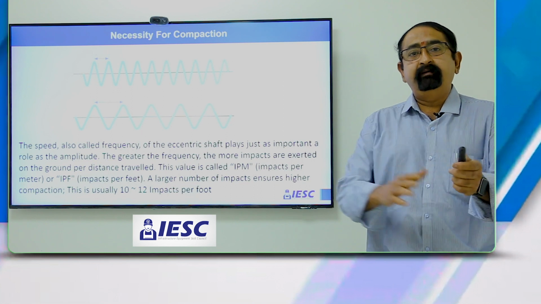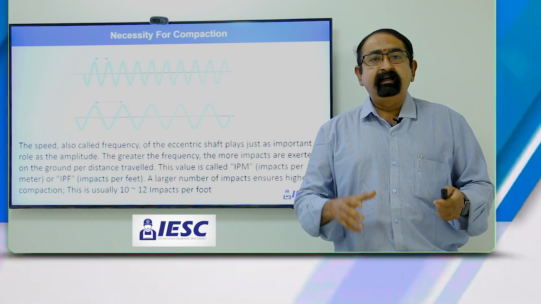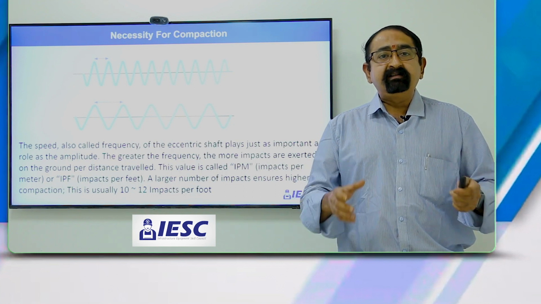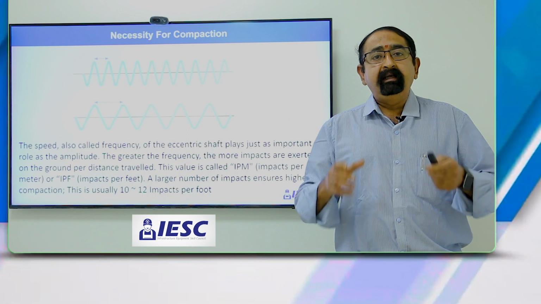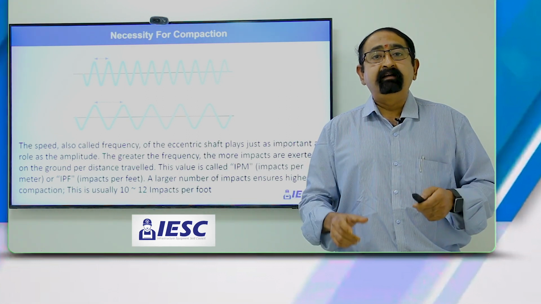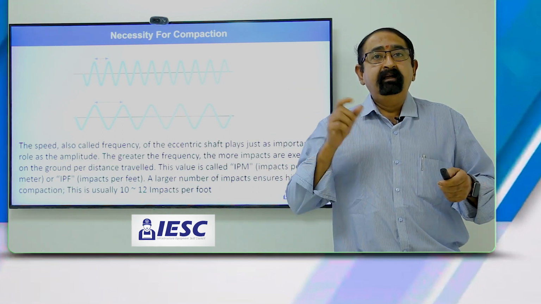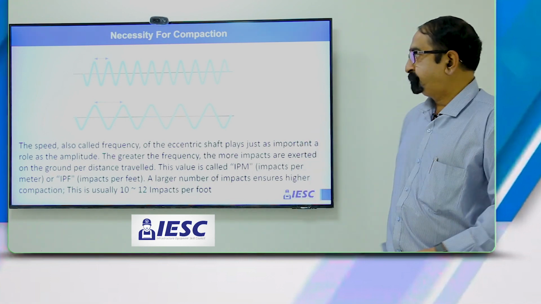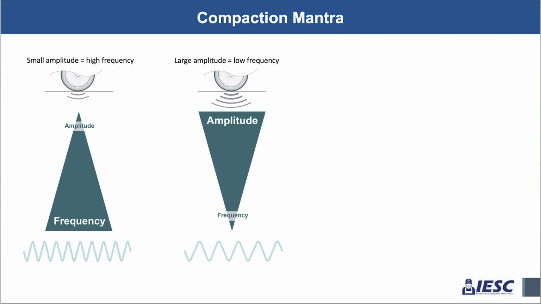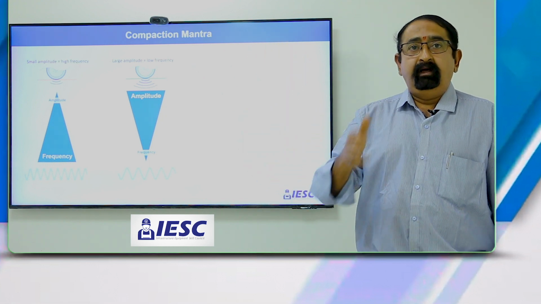So this is the difference between frequency and amplitude, and they are all correlated by a single relation which is called travel speed. TS is equal to VPM divided by IPF, where TS is nothing but travel speed, VPM is the vibrations per minute value of that manufacturer, and IPF is the impacts per foot. So the compaction mantra is, for soil compaction we select high amplitude and low frequency, or for asphalt compaction we select high frequency and low amplitude.